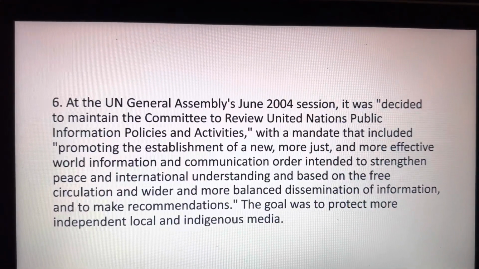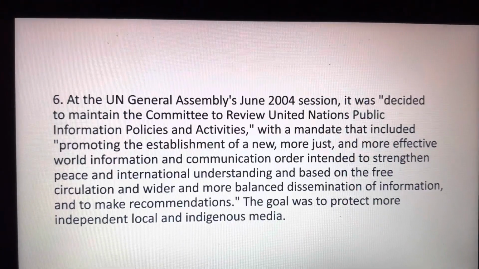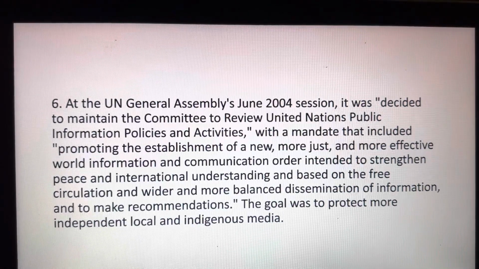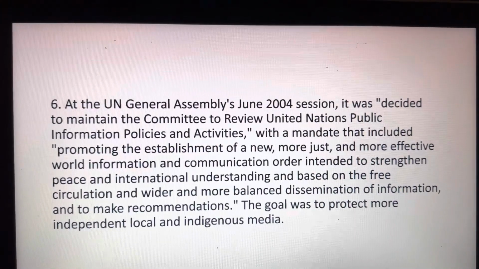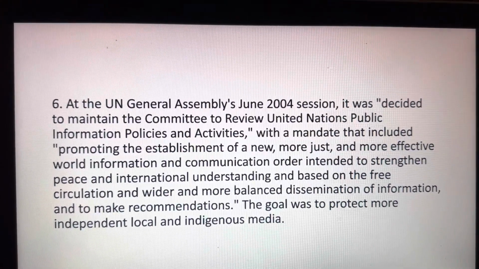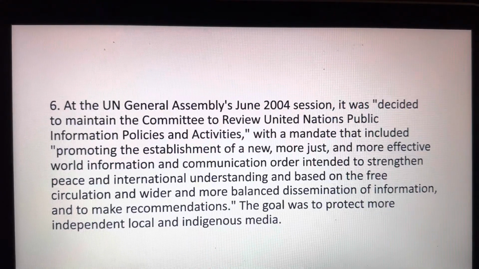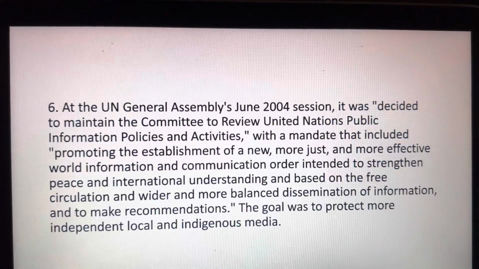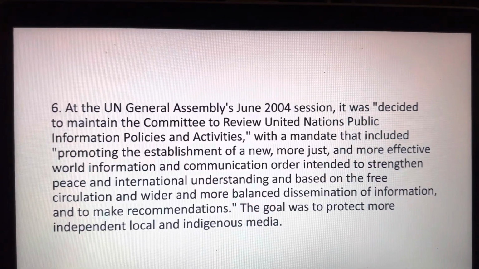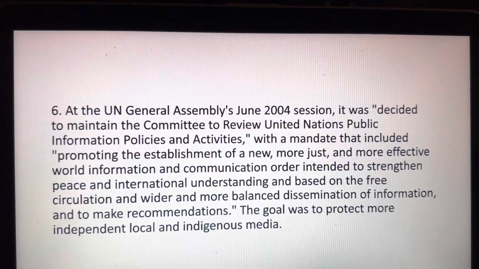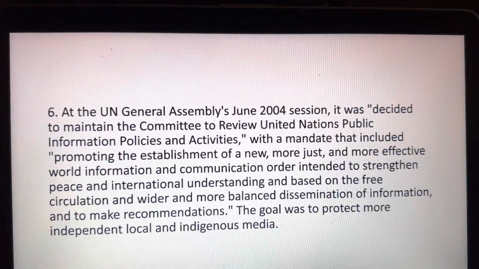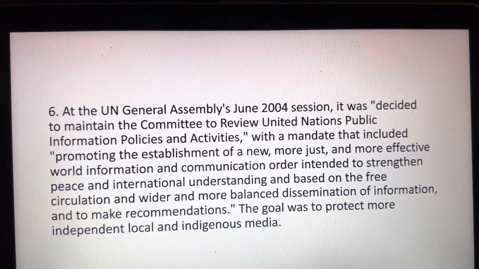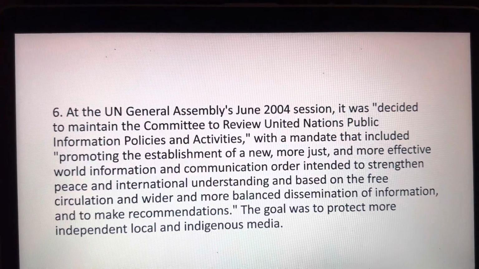At the UN General Assembly's June 2004 session, it was decided to maintain the Committee to Review United Nations Public Information Policies and Activities with a mandate that included promoting the establishment of a new, more just and more effective world information and communication order intended to strengthen peace and international understanding, based on free circulation and wider, more balanced dissemination of information, and to make recommendations. The goal was to protect more independent local and indigenous media.